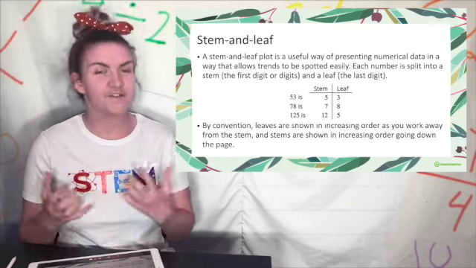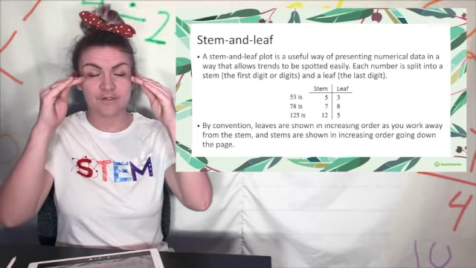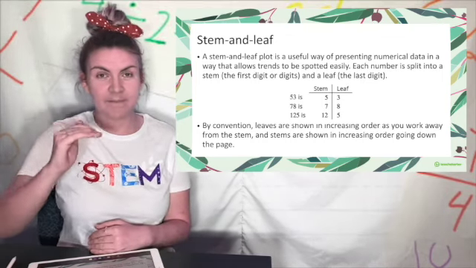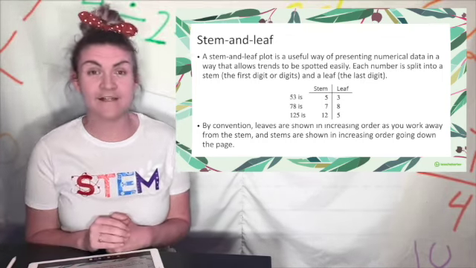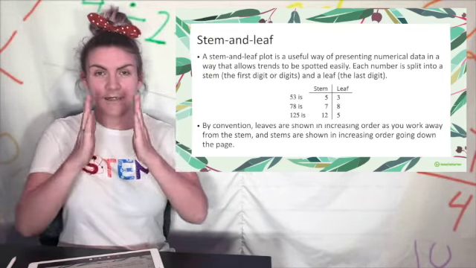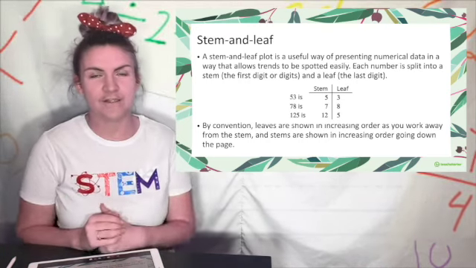By convention, so we're all doing our graphs the same way, our stems need to start with the smallest number and work our way down to the largest number, and we can't skip numbers in between. As well as this, the numbers in our leaves should be in numerical order, starting with the smallest at the stem and working out towards the largest number.